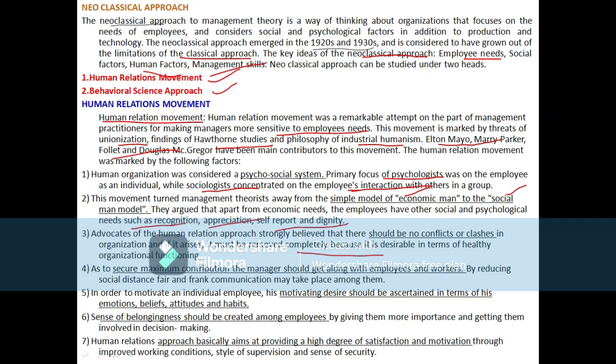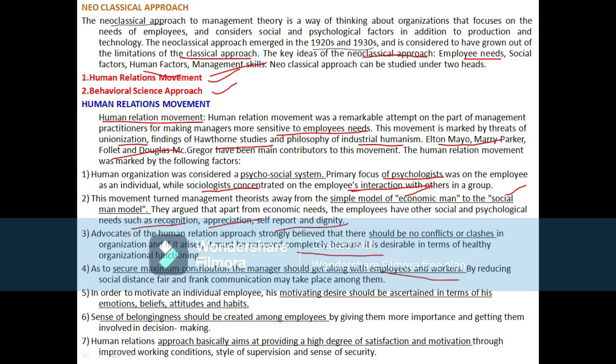Okay, and then to secure maximum contribution, the manager should get along with employees. This is very important, because the human relations movement is more concerned towards the employees, their social needs and social requirements. Therefore the manager should not be autocratic or bureaucratic. He should get along with employees and work along with them. A fair and frank communication must take place between them. That is another human factor.